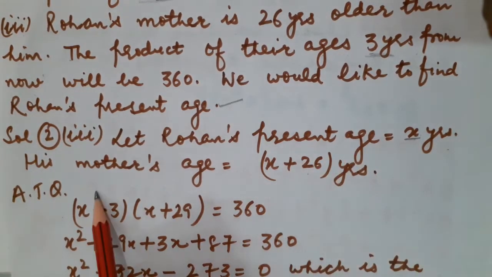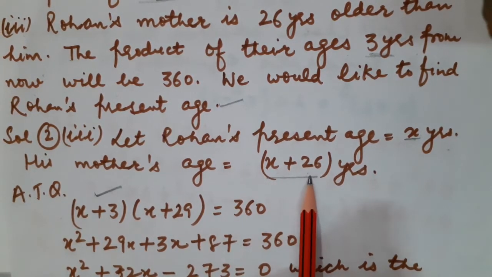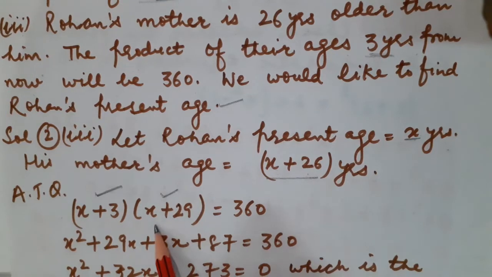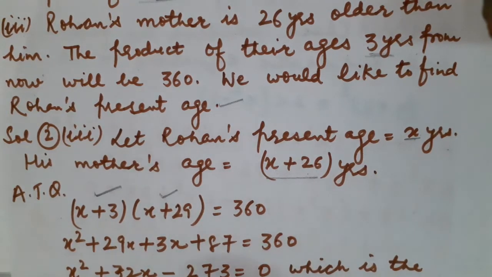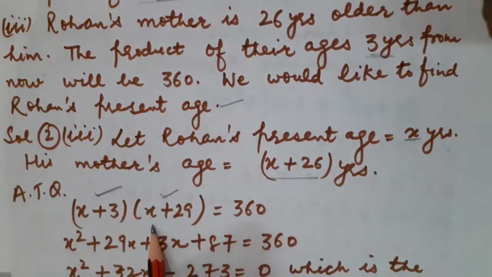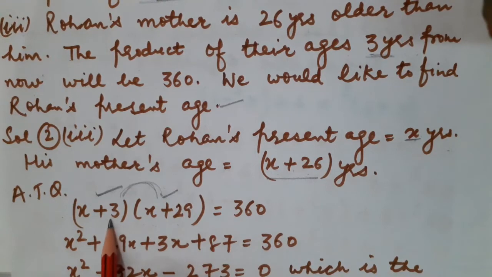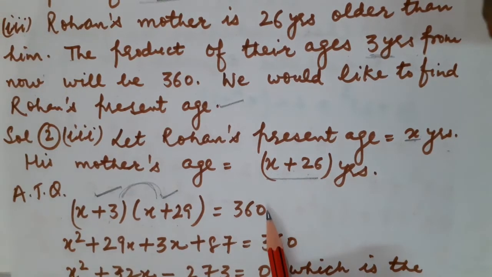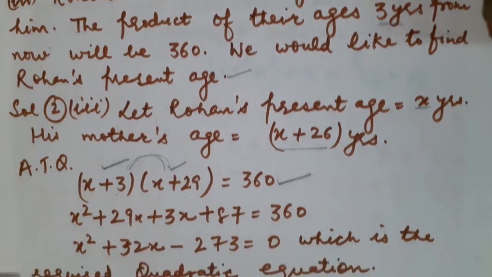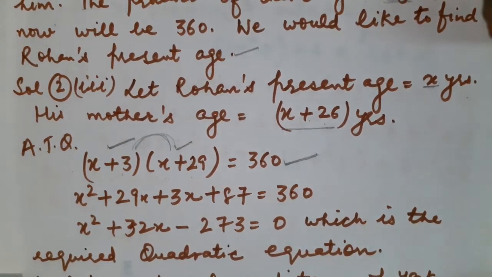Now, 3 years from now, suppose Rohan's present age is x years right now, so definitely after 3 years the age will be x plus 3. And the mother's present age is x plus 26. So after 3 years, mother will also be elder by 3 years. So it would become x plus 26 plus 3, that is x plus 29. What is the product of the ages of mother as well as her son? That is 360.